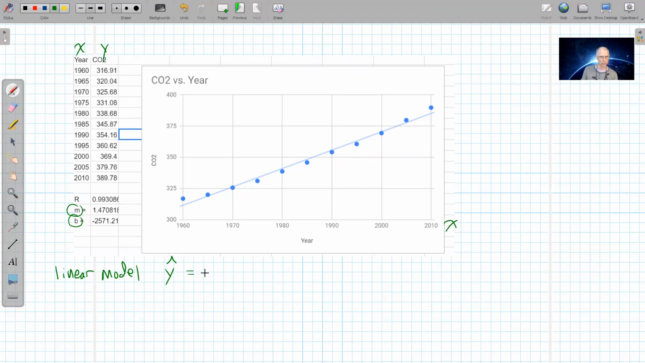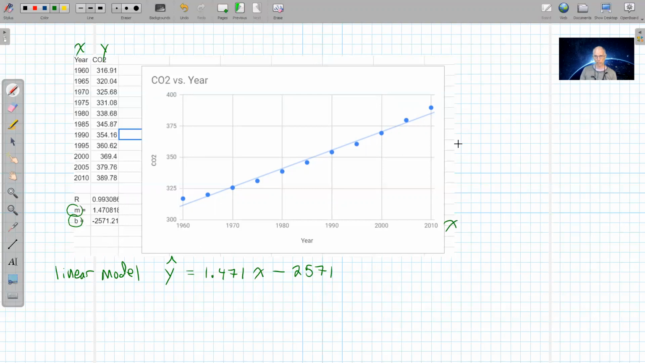So my slope to 3 decimal places should be good enough here. 1.471x, and the y-intercept is negative, so I would then go negative 2571, and I'm not going to worry about the decimal. 2,571 versus 2,571.2. The 0.2 is pretty negligible. So I think that's good enough for this model right here.